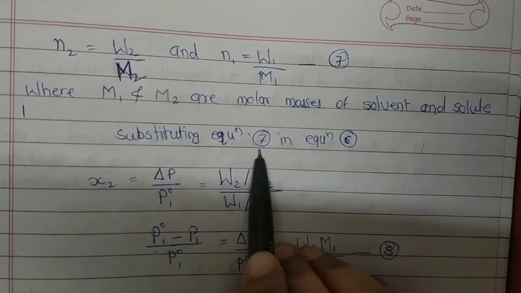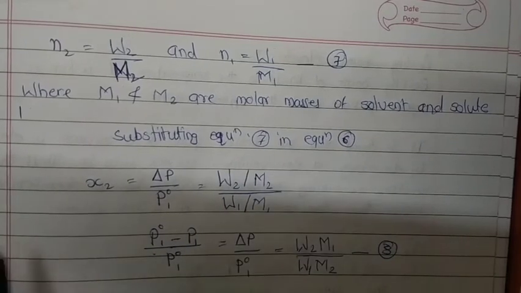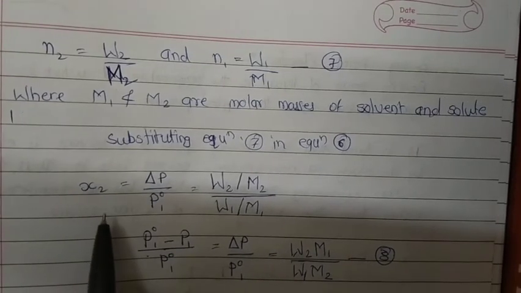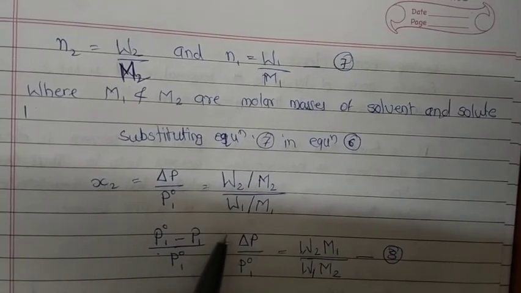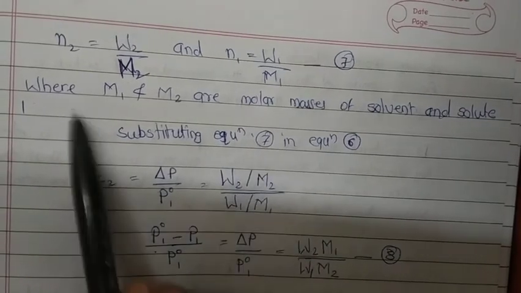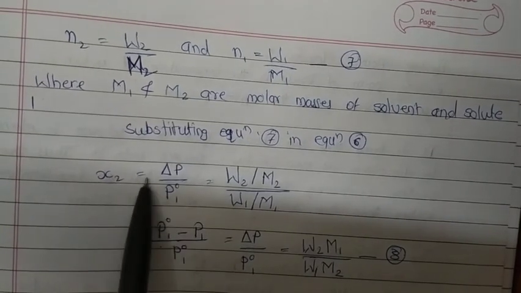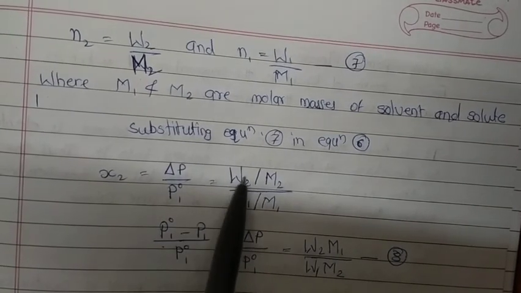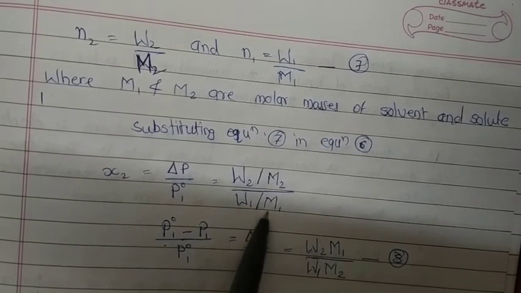Now substituting the value of equation 7 in equation 6. What is equation number 6? Del P upon P01 is N2 divided by N1. Now substituting the values of N2 and N1 in equation number 6, so X2 is equal to del P divided by P01 is equal to W2 divided by M2 and W1 divided by M1.